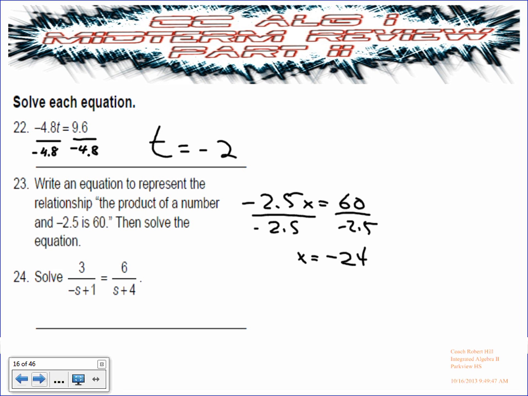Okay, cross multiply. What property is it important that you remember here? So 3 times s plus 4 equals 6 times negative s plus 1. Guys, you need to pay attention up here.